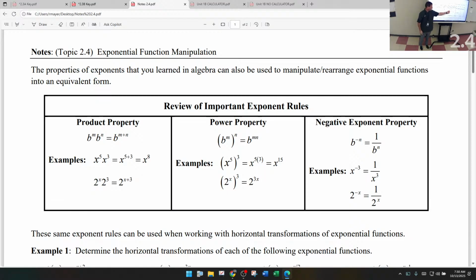So 2 to the x plus 3. When it's a power to a power, we know we multiply the exponents. So there's 5 x's, but you're cubing them. So there's 5 x's 3 times. That would make 2 to the 3x. Again, this is the more important one. This guy, you know this stuff.